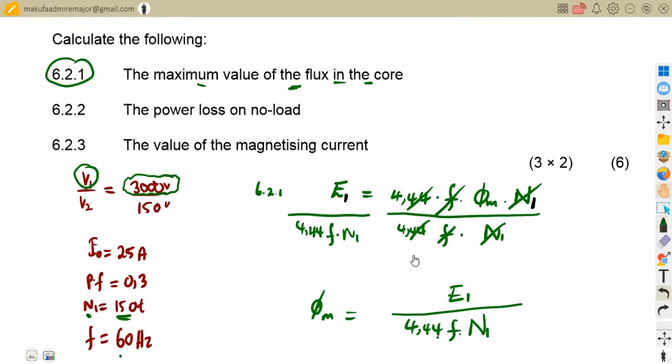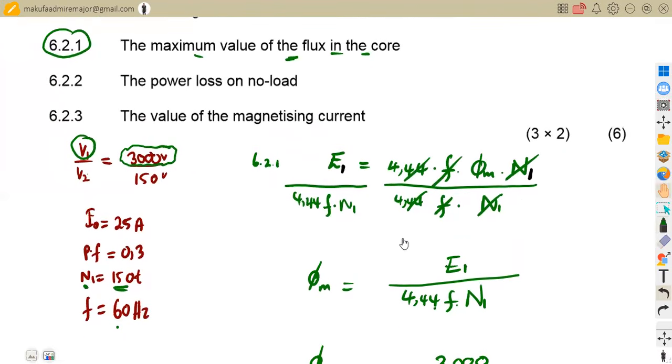Sometimes they might ask you to calculate the maximum flux density. You calculate the maximum flux, and after calculating that, you now calculate the maximum flux density, depending on whether you are given the area for that particular question.